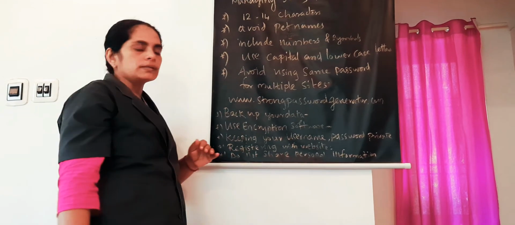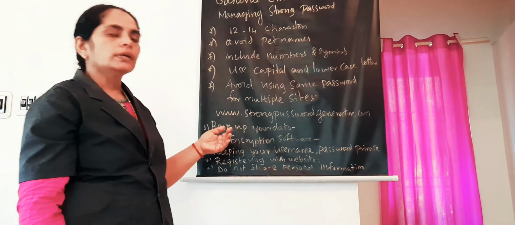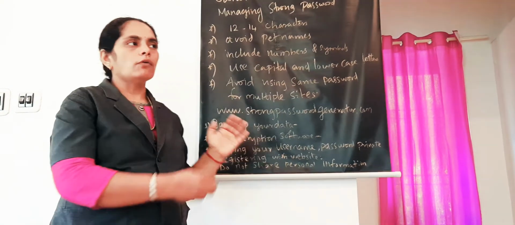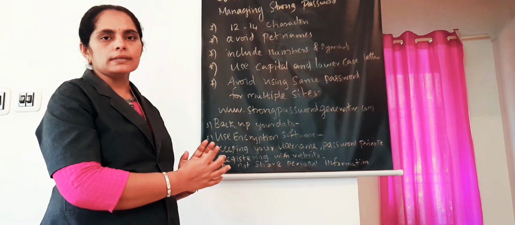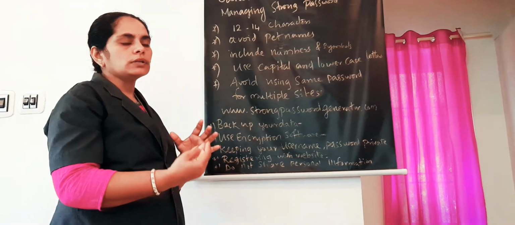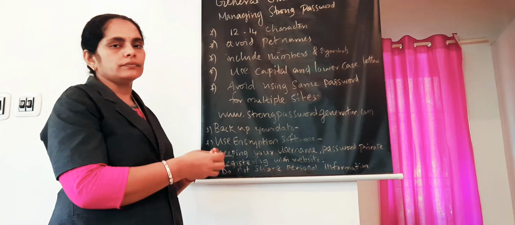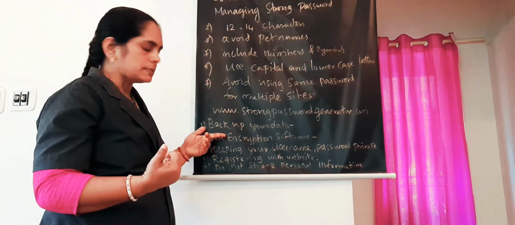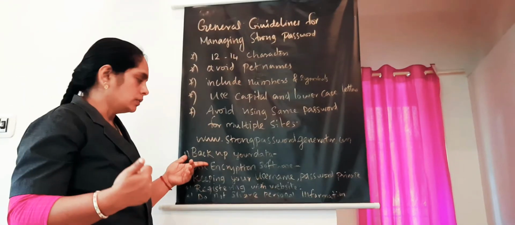how to make security. So how to make security? First thing is backup your data. What do we mean by backup your data? You have all the data stored in one place, so unauthorized people can take your data. Instead, you can store it on a pen drive or hard disk and keep it separately. It will protect from unauthorized people.